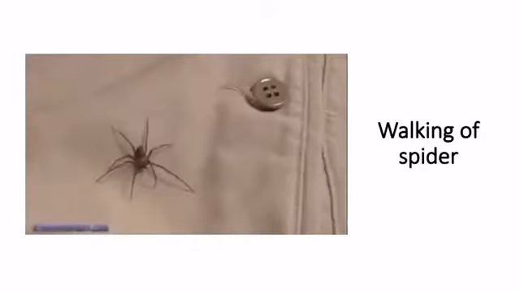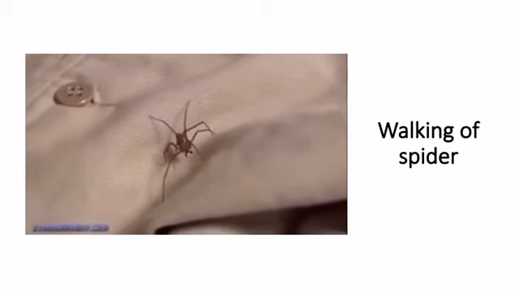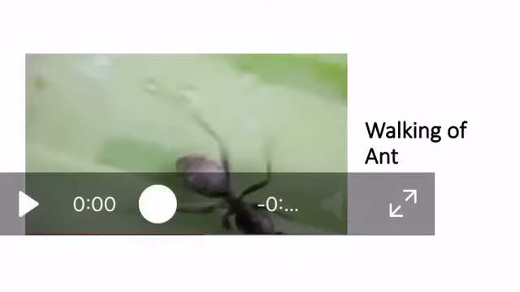This video indicates the walk of a spider, and the spider also moves forward by rotating the basal joint of the limb relative to its body. This video indicates the walk of an ant, and here you see how this ant moves. This insect also moves forward by rotating the basal joint of the limb relative to its body.